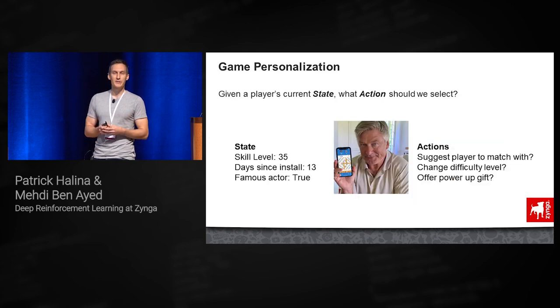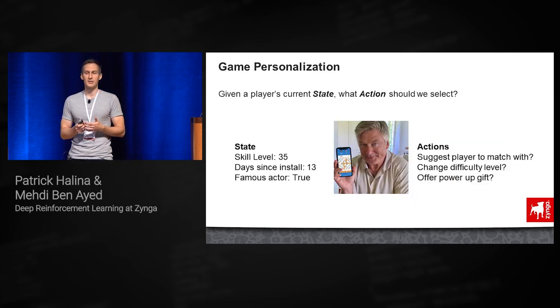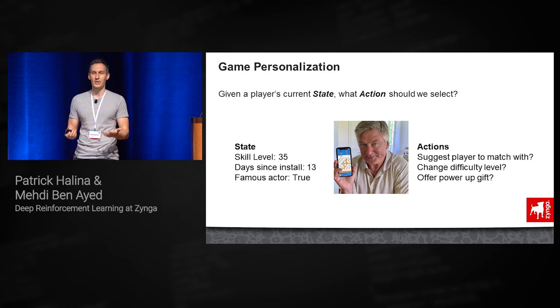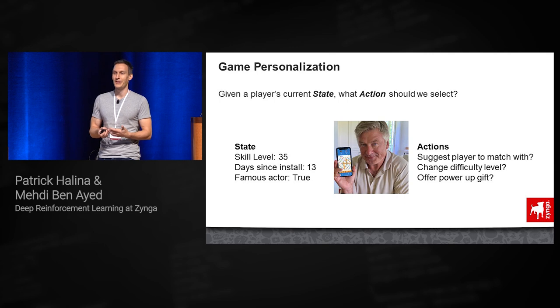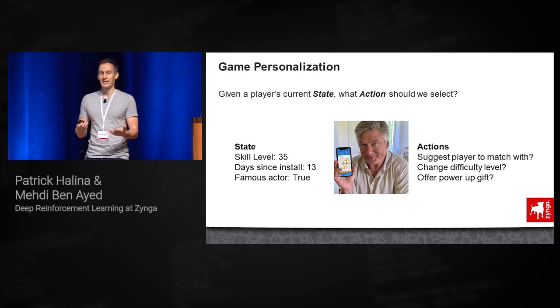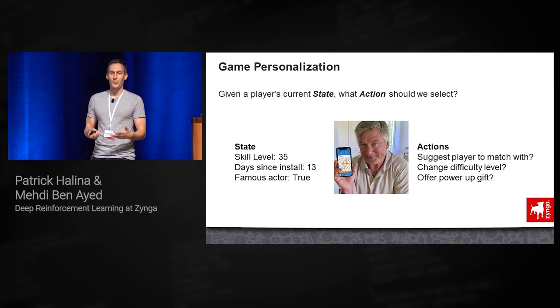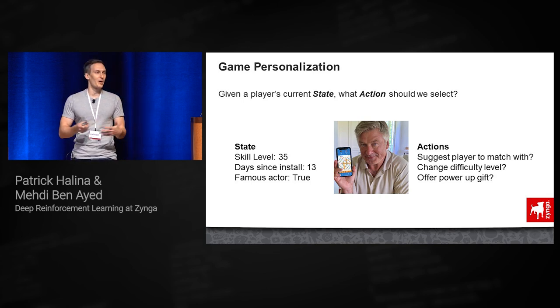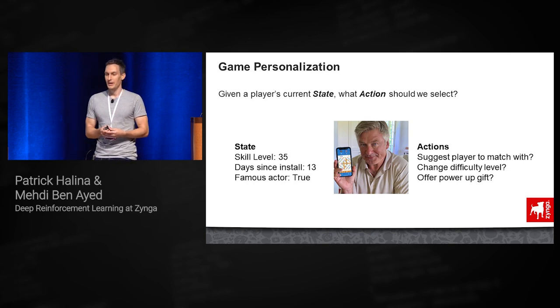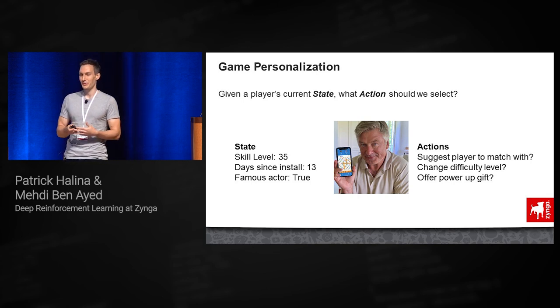So one way to phrase personalization is, given a player's current state, so the information we know about them, how long did it take them to beat this level, did they beat the boss or not, how long have they played for, what's the action we should take for them in order to optimize some type of long-term reward? So we want to optimize things like long-term user engagement to get them to play more. So here's an example. What action should we take for Alec Baldwin so that he can keep playing his favorite game, Words with Friends?